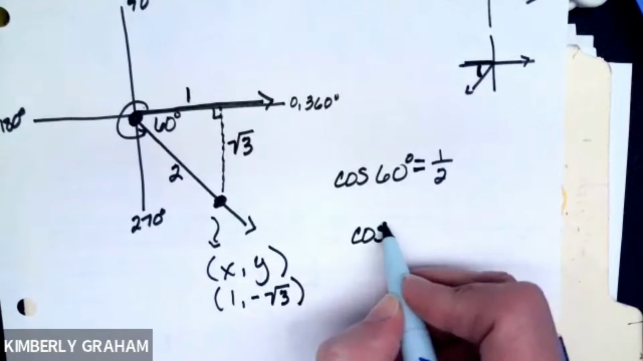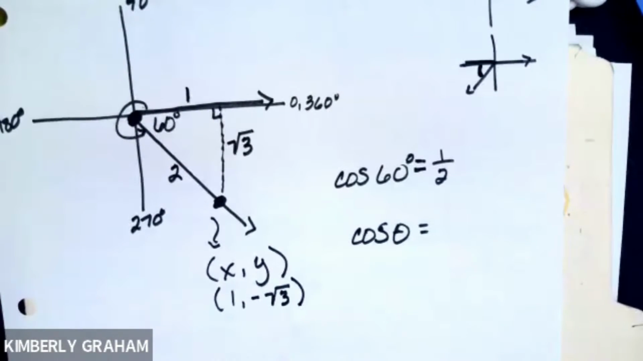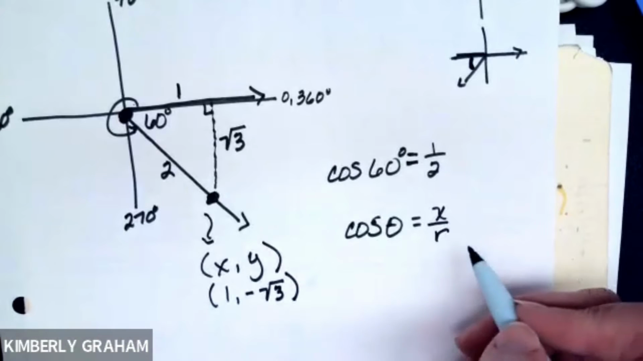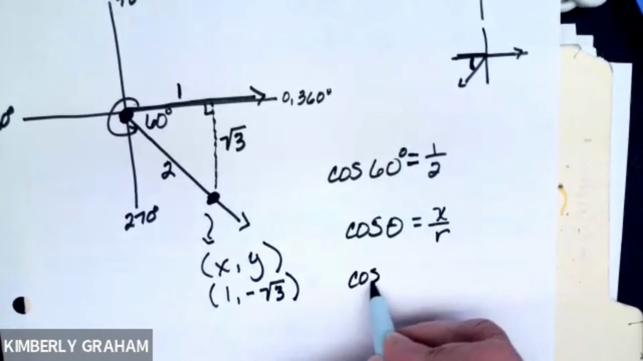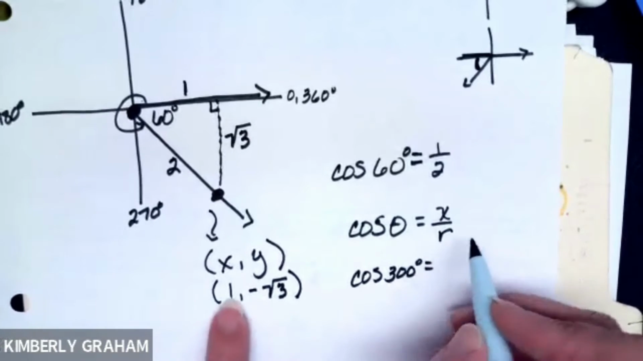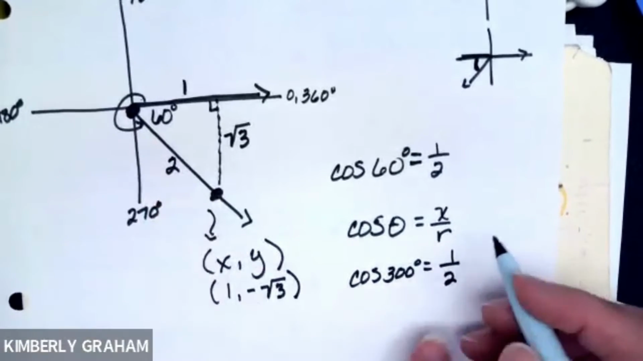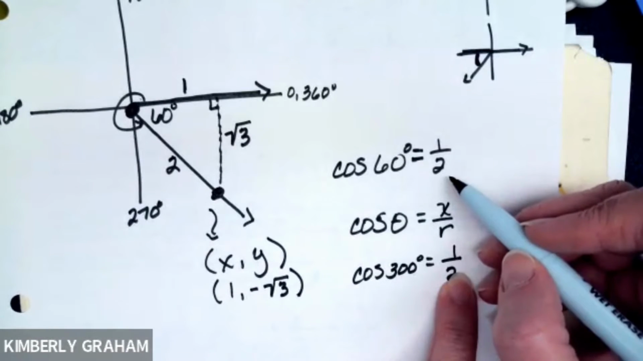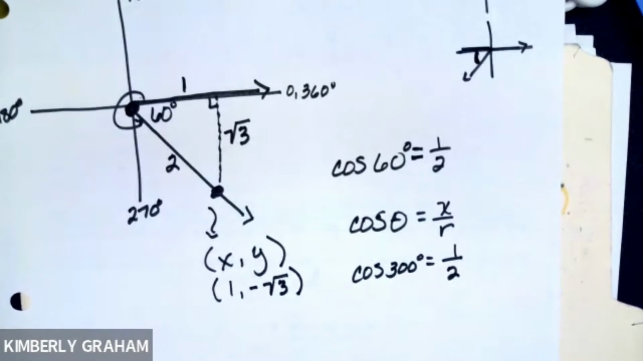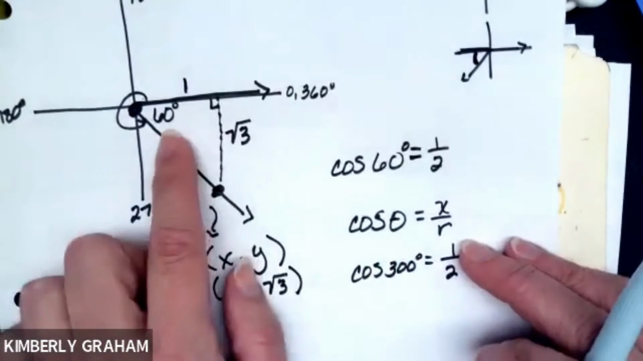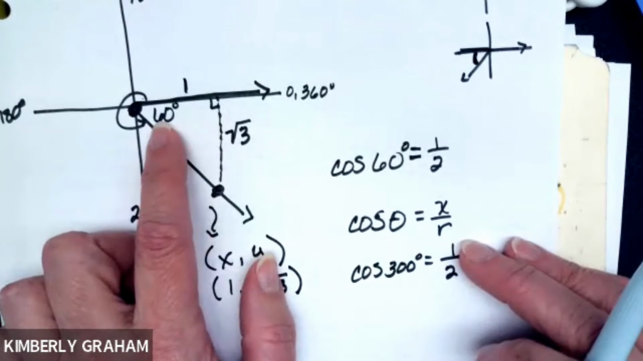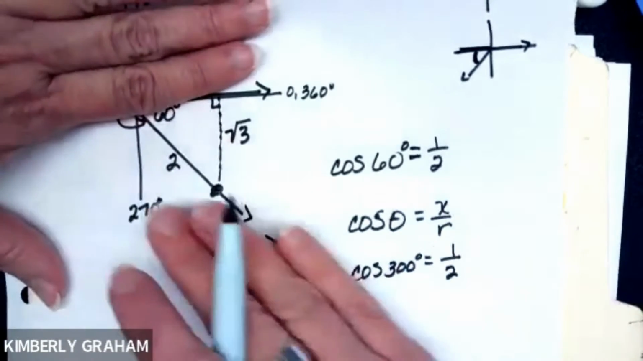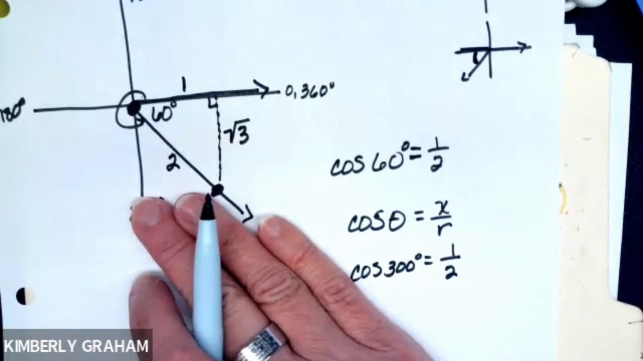Remember that cosine of theta, according to our circular definitions, is X over R. So the cosine of 300 degrees is going to be 1/2. It is the same as the cosine of 60. And let's stop and think about why that is. Well, the cosine of this angle here, 60 degrees, is going to be a positive number because I'm just looking at it in a right triangle format.